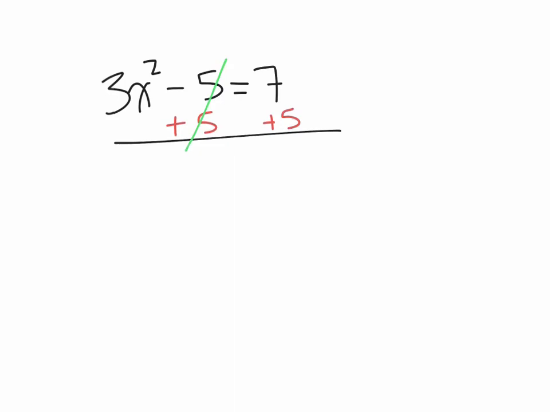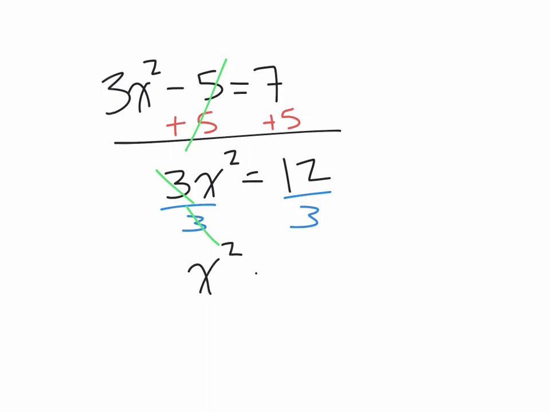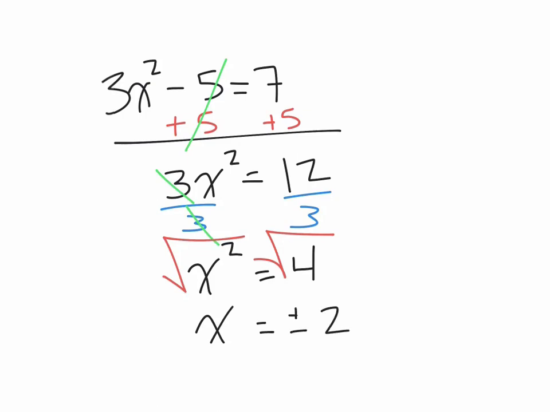These two 5's cancel out. I'm left with 3x squared equals 7 plus 5 makes 12. I'm now going to divide by 3 and divide by 3. My 3's cancel out. X squared equals 12 divided by 3 is 4. The next thing I do is I'm going to just take the root. And let's say that x equals positive or negative 2.